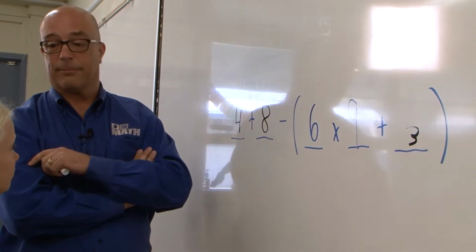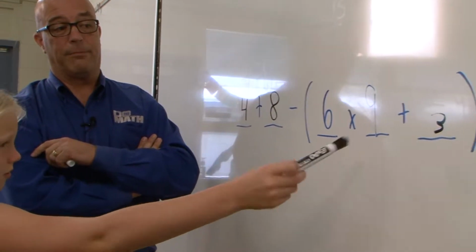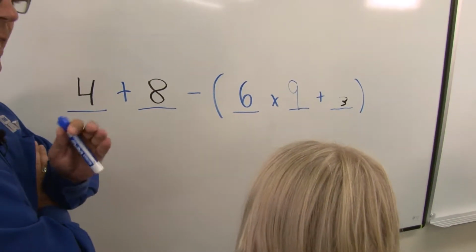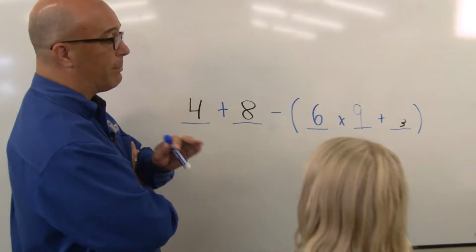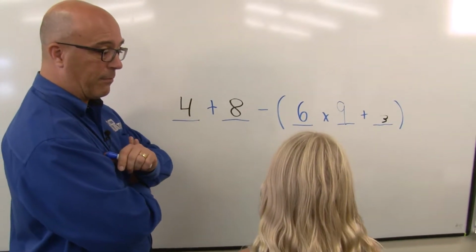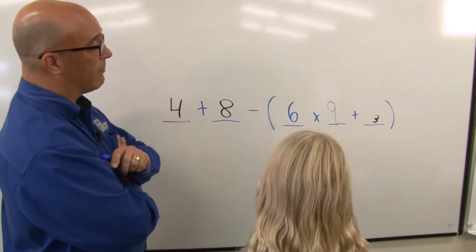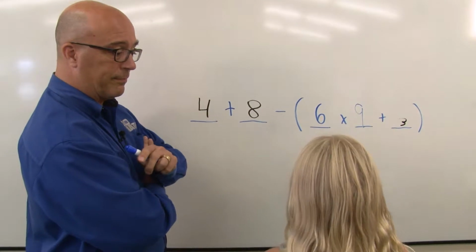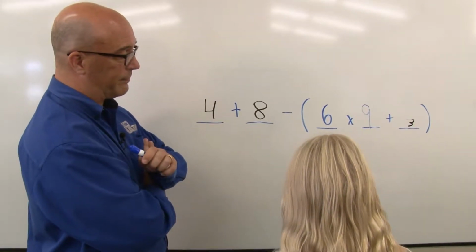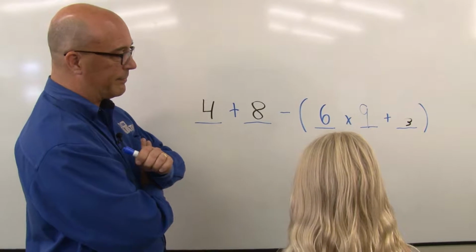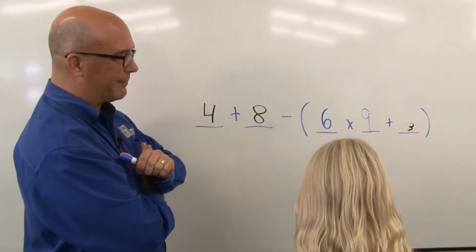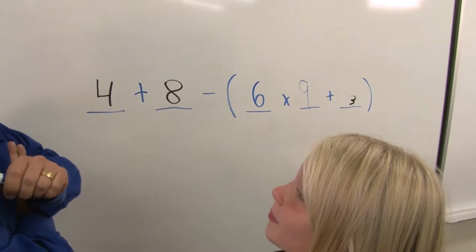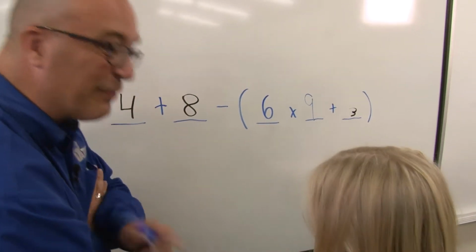Yes. Where are they? Not that whole thing, right? But there's more than one thing to do in there. So if there's more than one thing to do, we'll multiply and divide first. Is there any multiplication or division in there? There is multiplication. Okay. And what is it? 6 times 9. And what is that? 44. Close. 54.